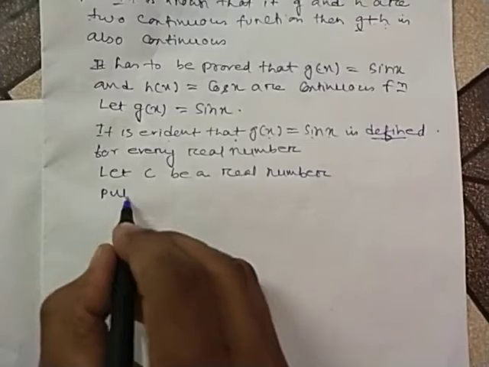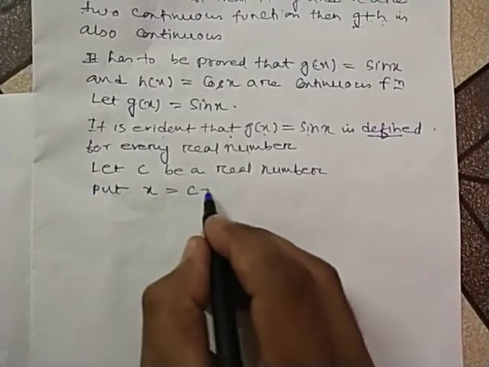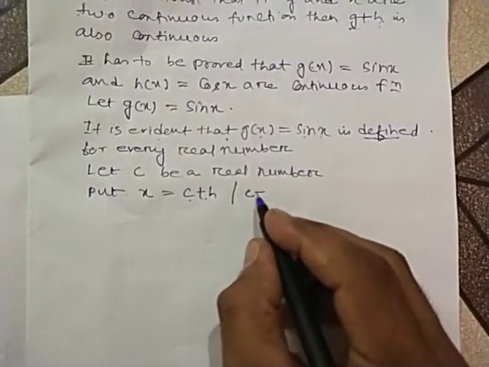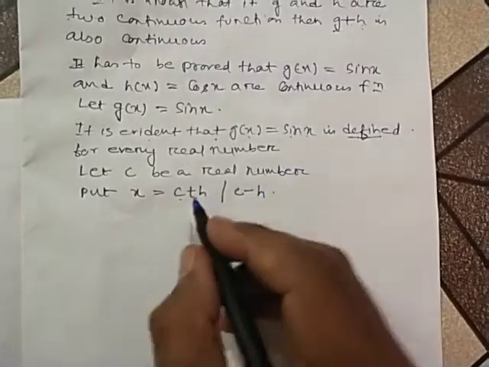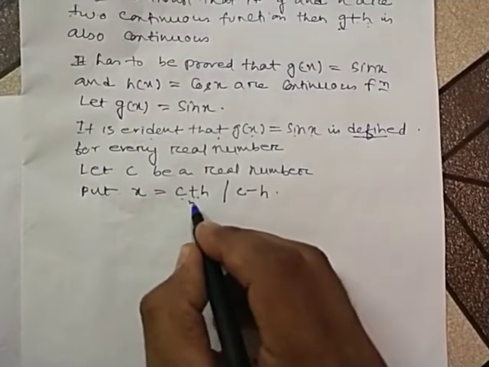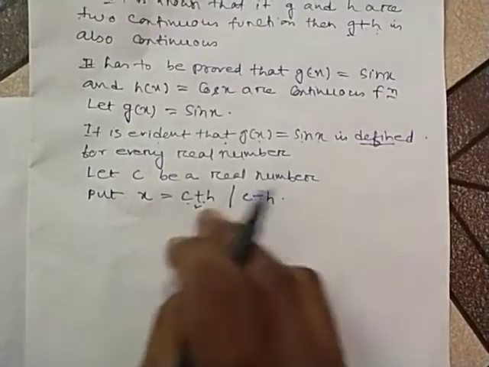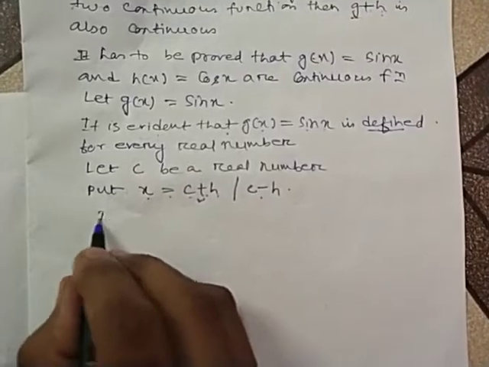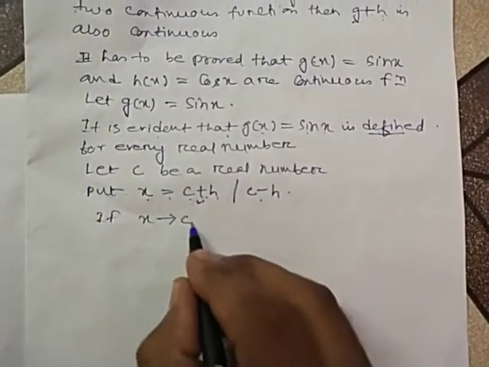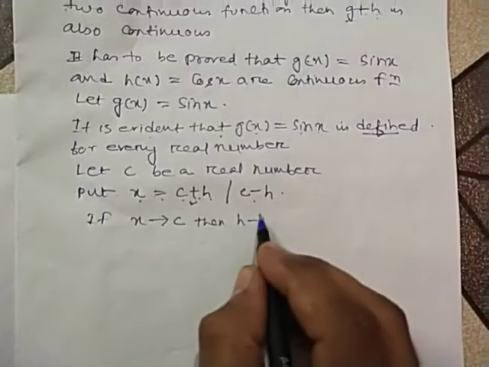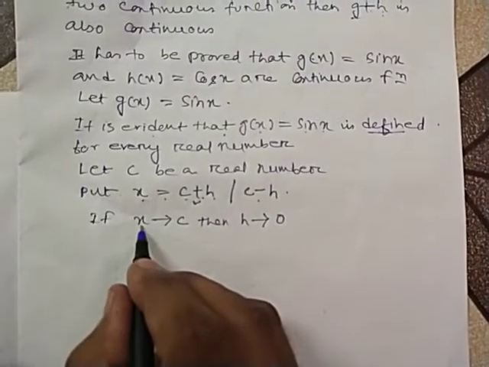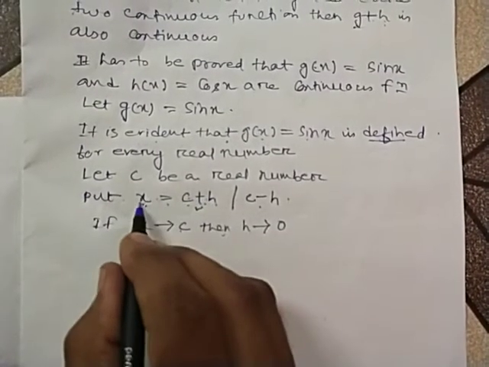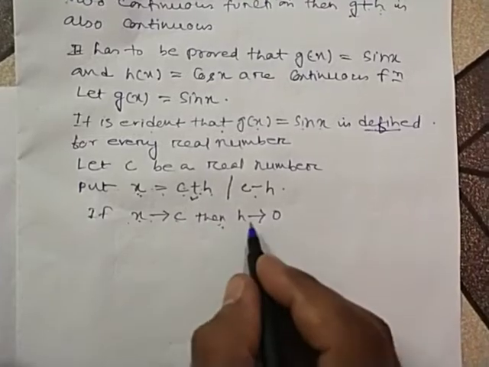Put x = c + h. You can put x = c + h, or you can put c - h also. This is the right hand side of the point c, and this is the left hand side of the point c. Anyone you can put. I have taken x = c + h here. If x tends to c, then h tends to 0, because c gets cancelled and h is 0.